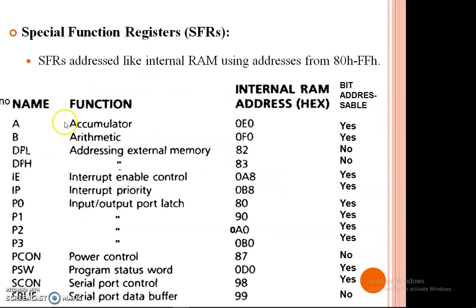Look at this table, it is showing different special function register names, what is the functionality of each register, where we can find this register in the internal memory, nothing but the RAM address, and whether that register is bit addressable or not. So here see, first register is A, nothing but the accumulator. It is present at E0H address in the internal RAM. Next is the B register, whose main function is arithmetic operation, generally multiplication and division, and the address is F0H.